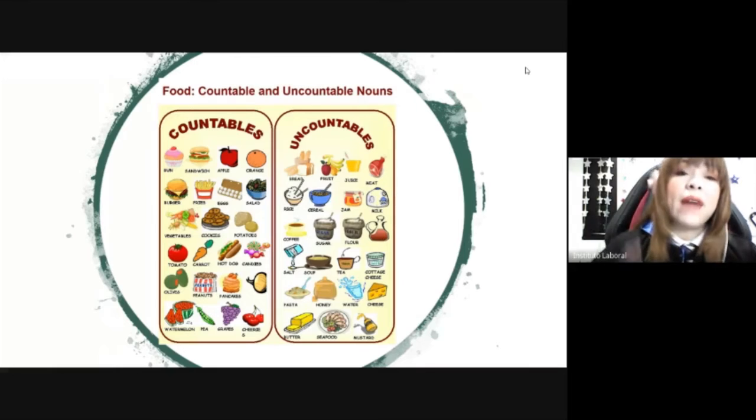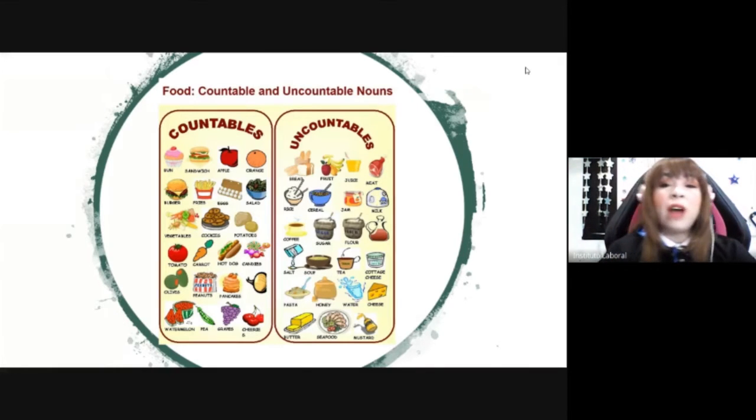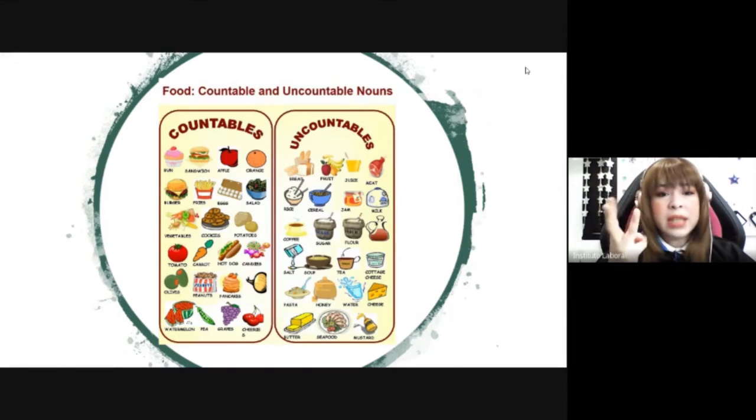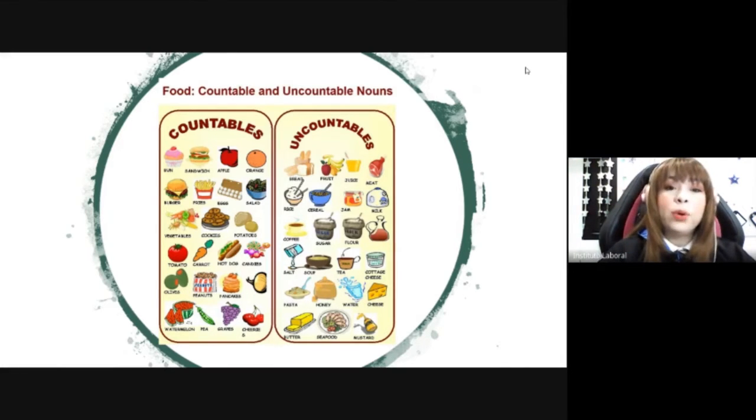Okay, here we have food countable and uncountable nouns. So countable are the ones that I can add a number to. I can say a bun, 2 buns, 3 buns, a sandwich, 2 sandwiches, 3 sandwiches, an apple, 2 apples, 3 apples, 4 apples, 5 apples. Remember, countables can be added a number. Countables can be added an S. So we can pluralize countable nouns. You say an orange or oranges.